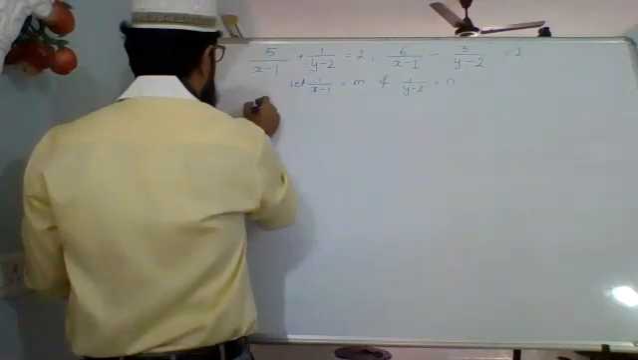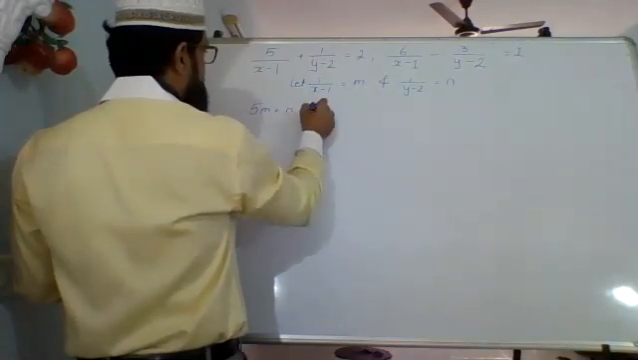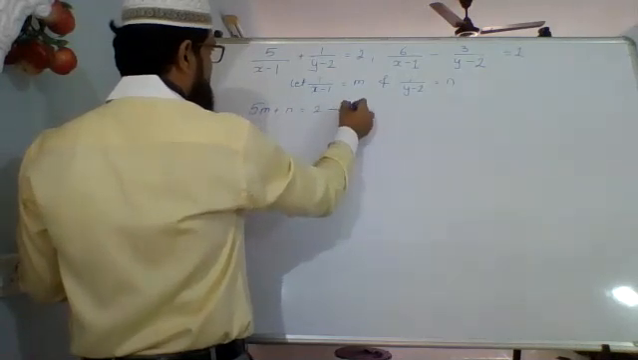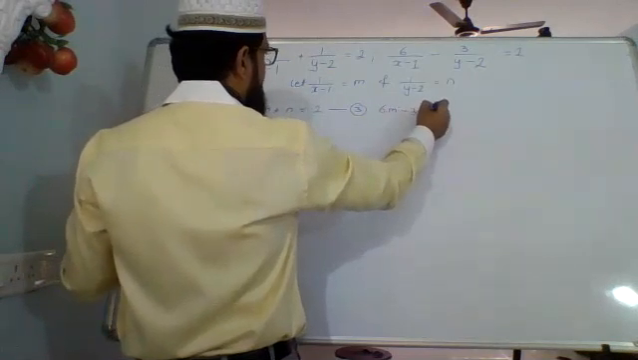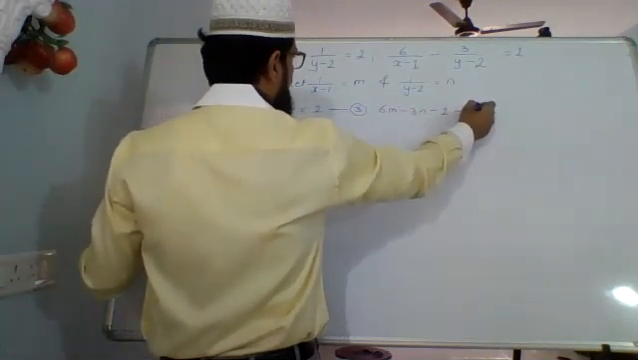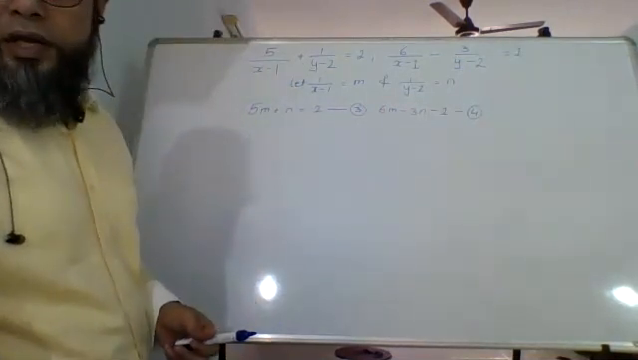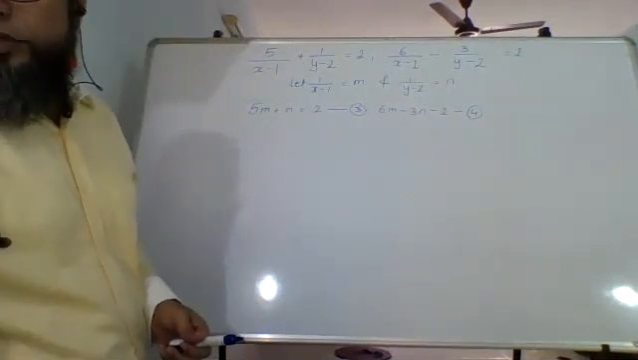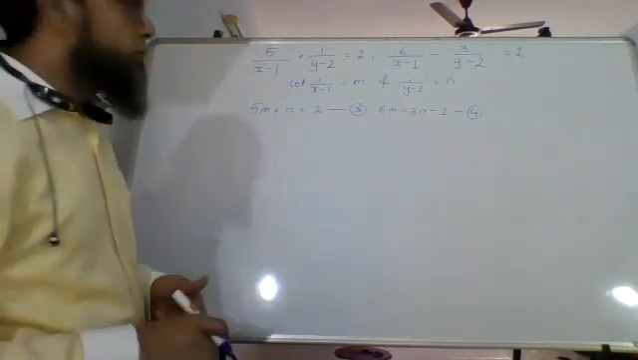So this will become 5m plus n equals 2. That is your third equation. And 6m minus 3n equals 1. This will be your fourth equation. Okay. So based on this now, as usual, we are going to solve the way we do it.